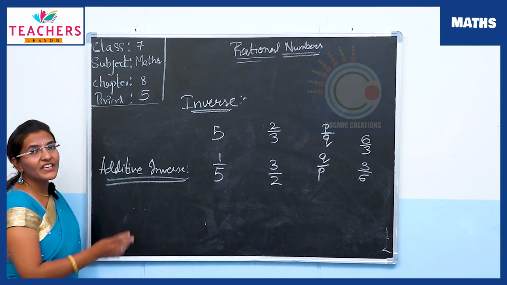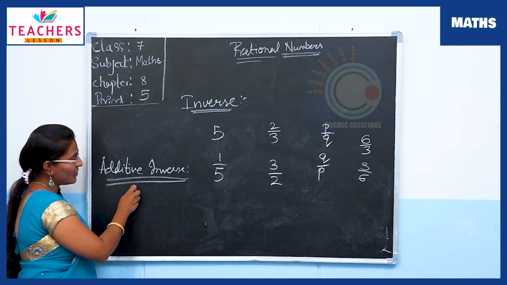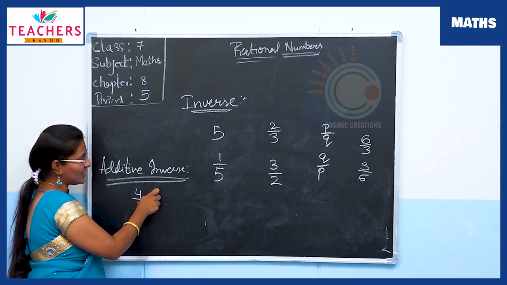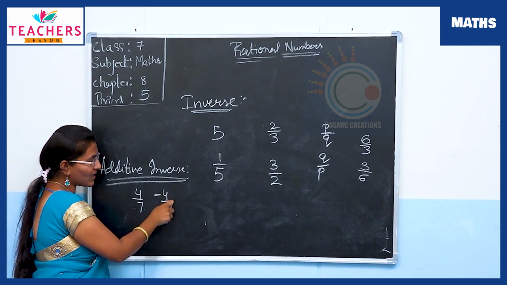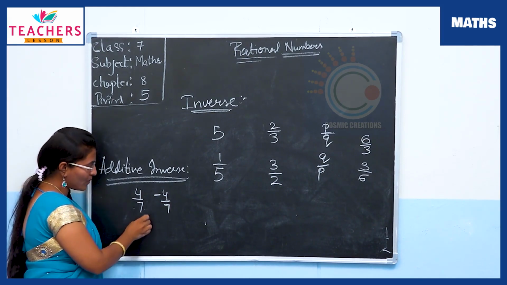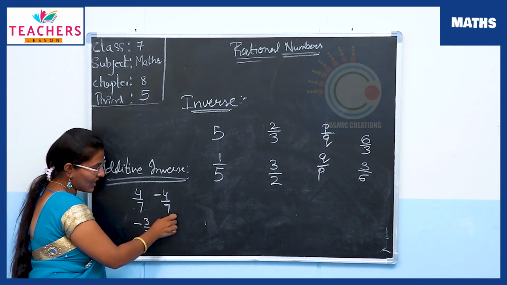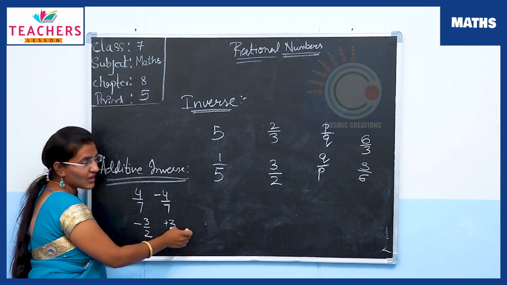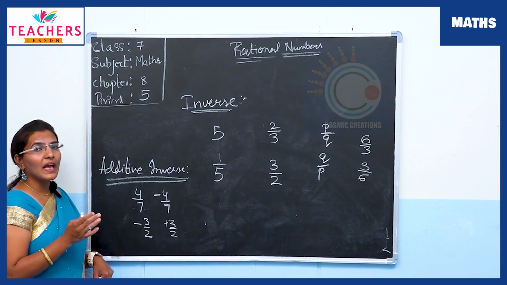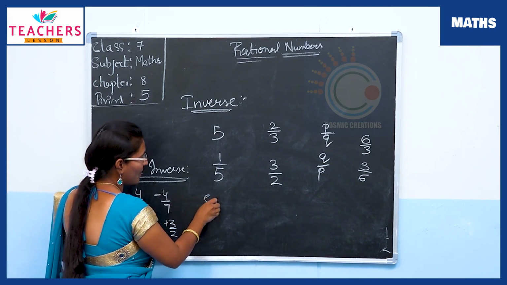So students, additive inverse is nothing but, if you take 4 by 7, what will be the inverse of it? Yes, in the additive inverse you are going to get minus 4 by 7. So positive becomes negative, negative becomes positive. So minus 3 by 2 will obviously be plus 3 by 2. Clear? Yes. So let's do an example problem of additive inverse.